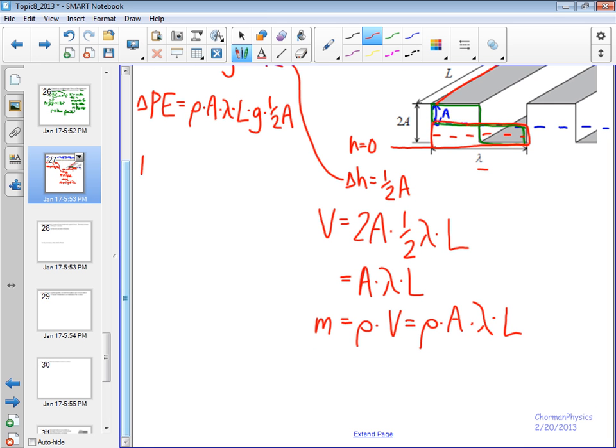Now, if we consider that the power supplied by this water is just the rate at which the potential energy is converted per time, we get the following equation.